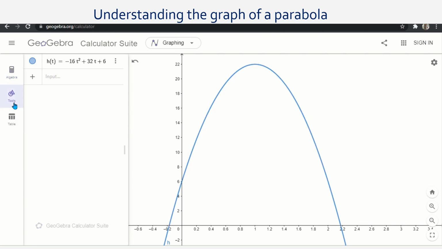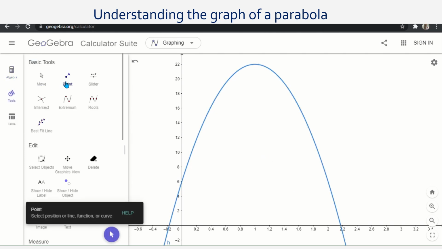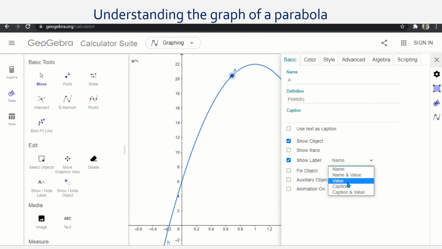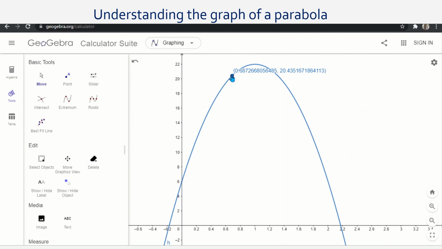Kapag gusto mo maglagay ng point, so tools, place a point, lagay mo dyan, and then ipakita natin ang value ng point. So yun ang value ng point. Itong point na to actually nagre-represent sa bola. So na-imagine yung galaw niya. So from time that is 0, okay, that must be 0, 6, and then mag-move na siya. Tingnan nyo yung height pabago-bago.